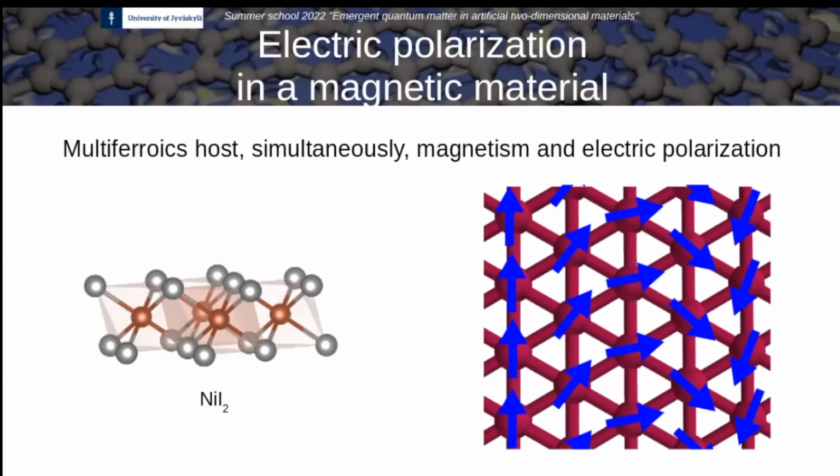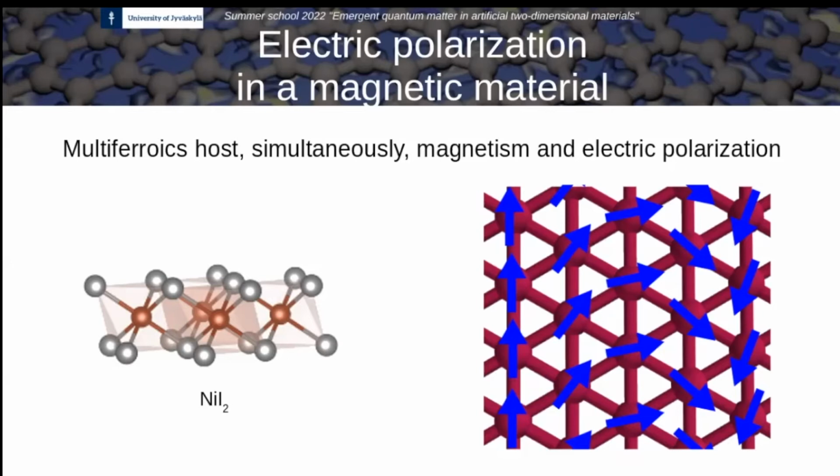And now let me mention why this is actually especially interesting. Usually, electronic instabilities often compete, right? So if you put local Hubbard interactions, you promote magnetism. If you put repulsive or first neighbor interactions, you promote charge density wave ordering, and in certain cases, finite electric polarization. But these two interactions, they compete.